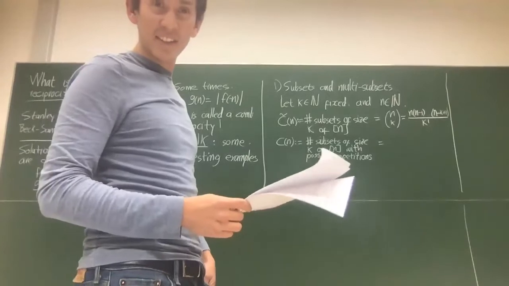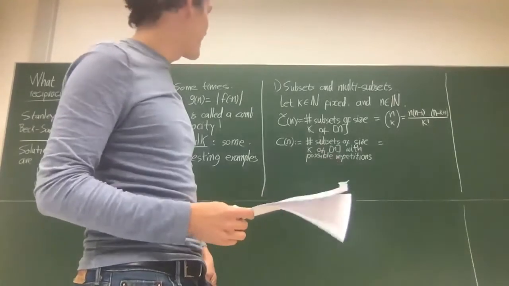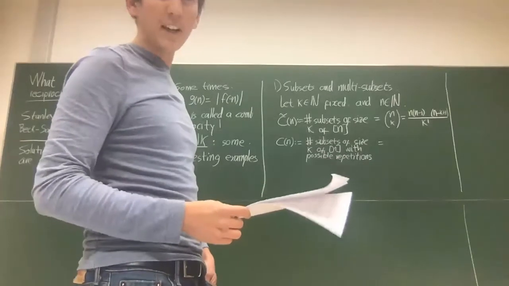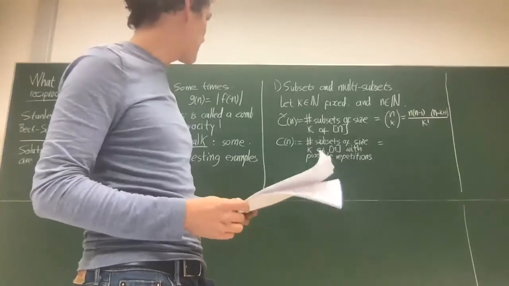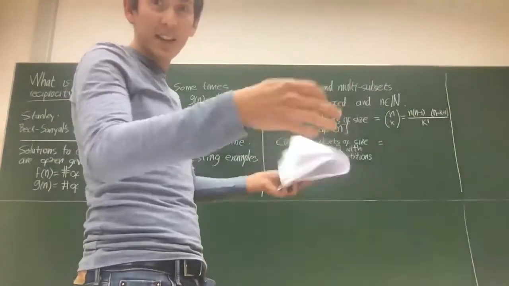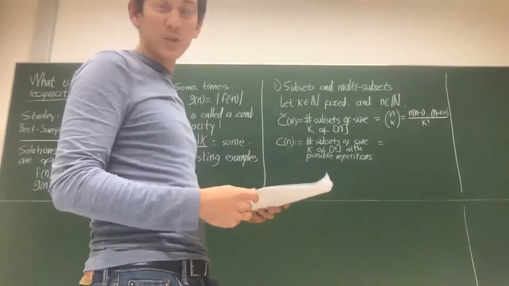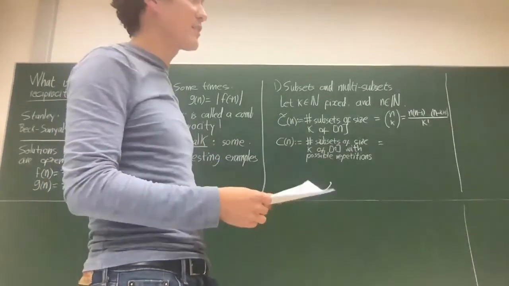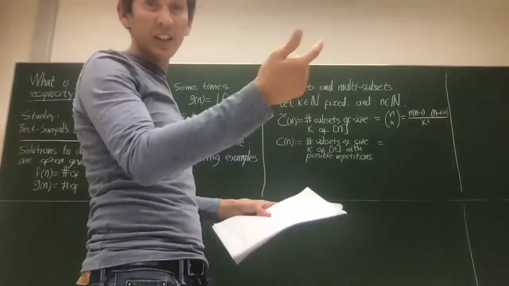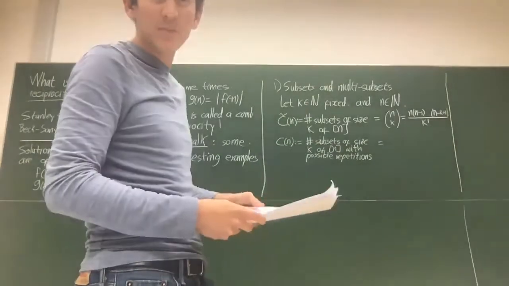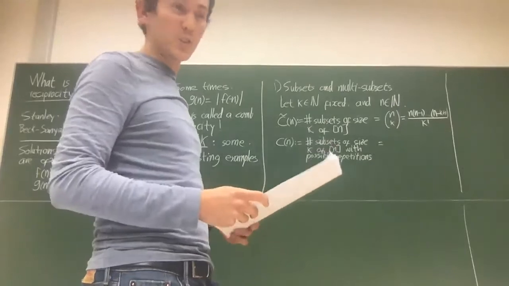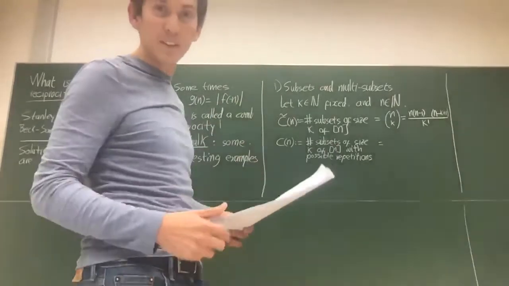Sorry, is that subsets of size k of n with possible repetitions? So you have a set with n elements, one subset of numbers, and you allow repetition. So you can have something like 1, 1, 3, and 5. This will be a subset of size 4.